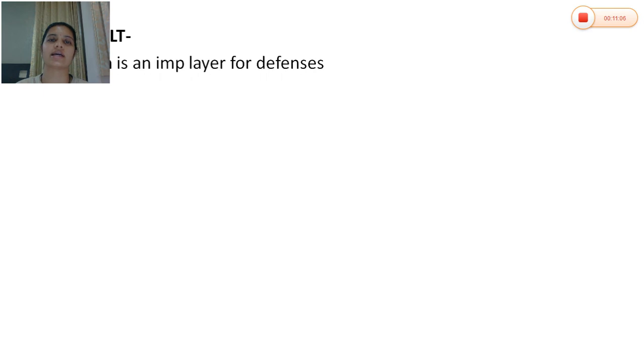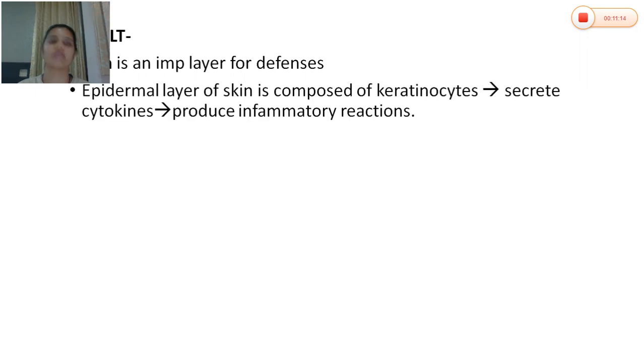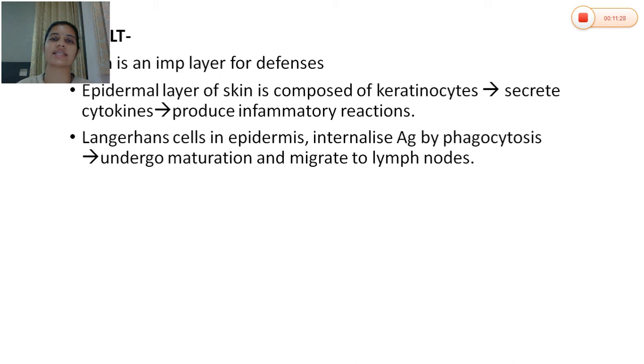Next is CALT. CALT is cutaneous associated lymphoid tissue. Cutaneous is a term related to skin. Skin is an important layer for various defenses. The epidermal layer of the skin is composed of keratinocytes which secrete cytokines which further produce inflammatory reactions. Langerhans cells in the epidermis are a type of dendritic cells which capture or internalize the antigen by a process of phagocytosis, then the cells undergo maturation, then migrate to the lymph nodes.